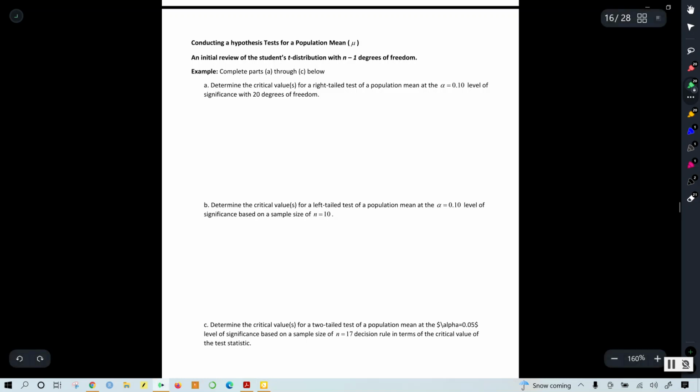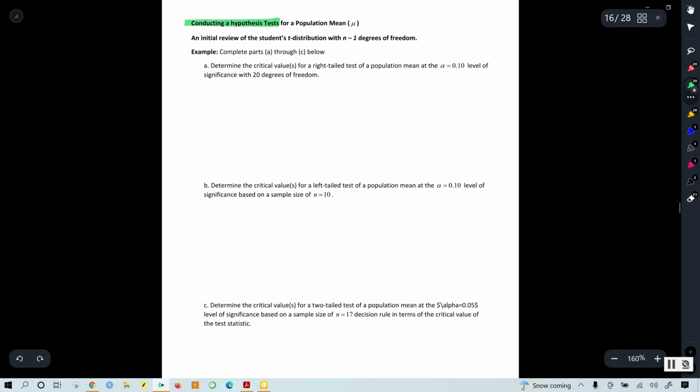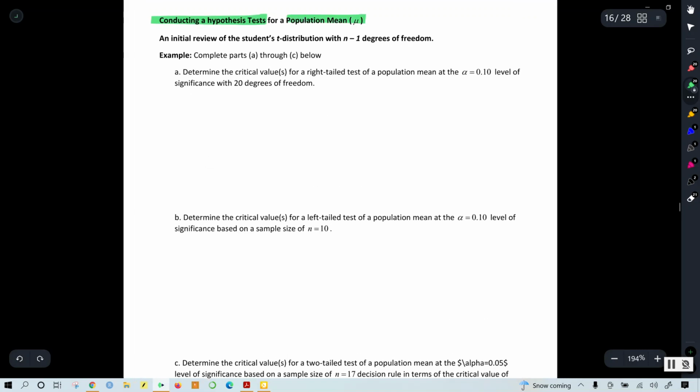In this video, we would like to start learning how to conduct a hypothesis test for the population mean. To get us started, we need to conduct a quick initial review of the student's t distribution with n-1 degrees of freedom. To illustrate how this is done, we take the following example and complete parts A through C below.